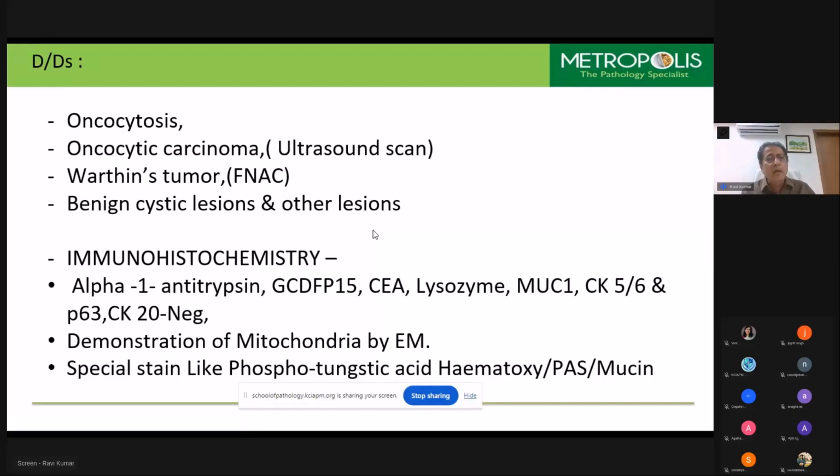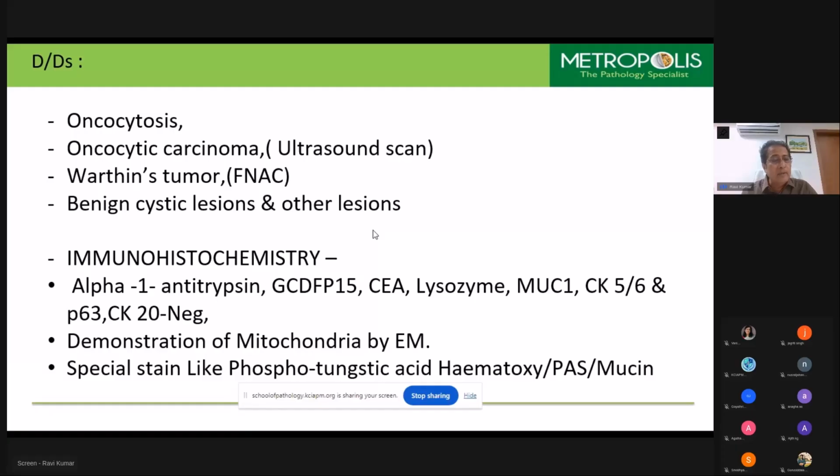If you look at oncocytosis, it is very rare. It is non-neoplastic, a benign lesion. Sometimes it is found accidentally in glands like the salivary glands or other endocrine glands. They are microscopic lesions and don't form any palpable lesions at all.